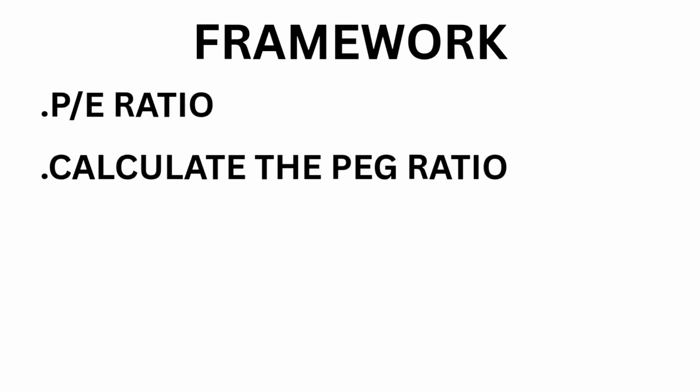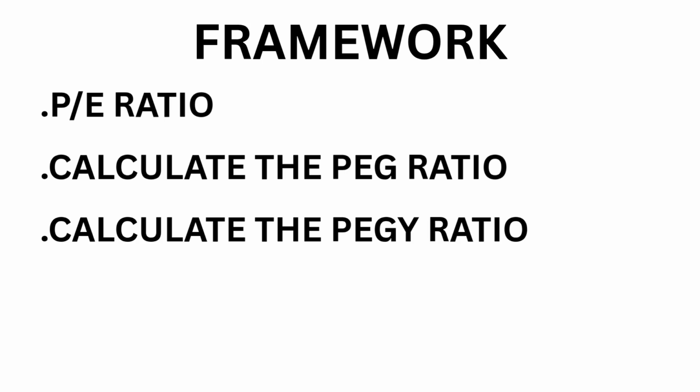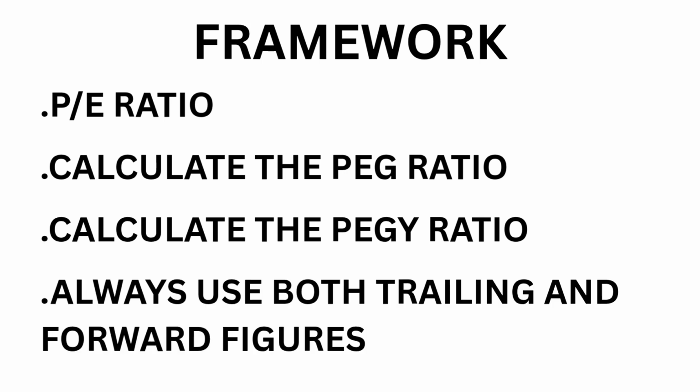So here's the simple framework to walk away with today. Start with the PE ratio to get your baseline. Then calculate the PEG ratio to see if the growth justifies what you are paying. Then calculate the PEGY ratio to include dividends and get the most complete picture. Consider adding buyback yield to the denominator if the company regularly repurchases shares. And finally, always use both trailing and forward figures to get a full perspective, knowing that forward estimates carry more weight in how the market actually behaves.